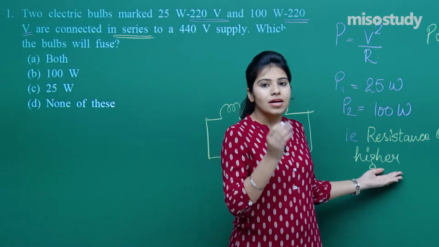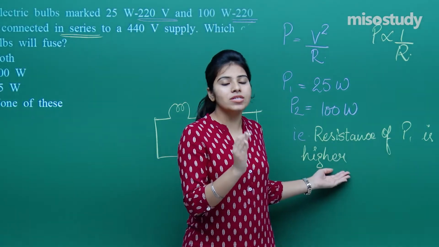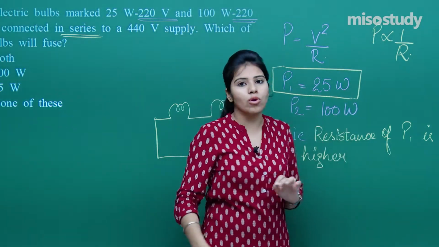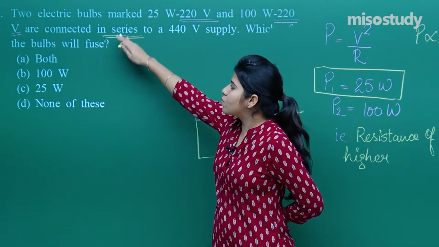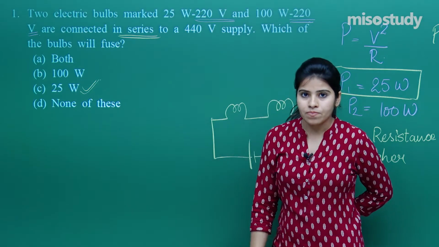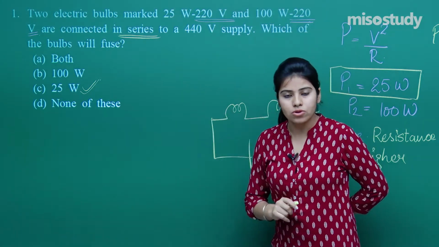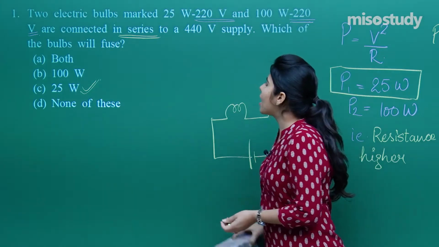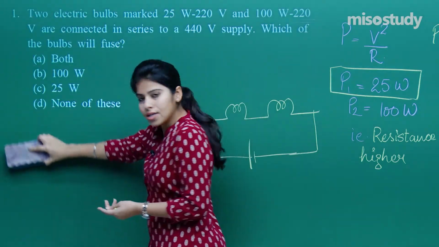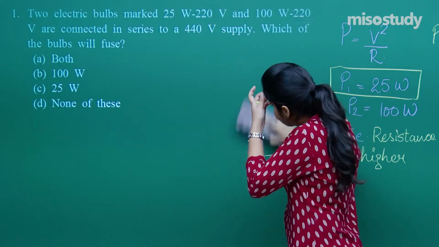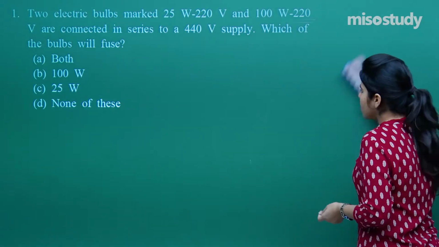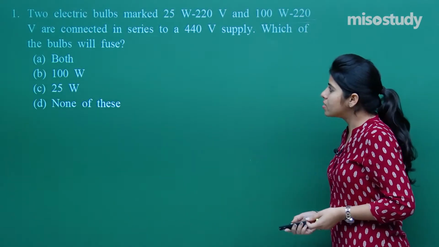So the bulb which has power 25 watt is going to be fused. In the options, we can see the 25 watt bulb, so this bulb is going to be fused, all right? So this question is completed. As I have already told you in the theory, if you have learned the theory in a very easy manner, or you understood all the concepts, this is not going to be tougher for you. We will now move towards the next question.